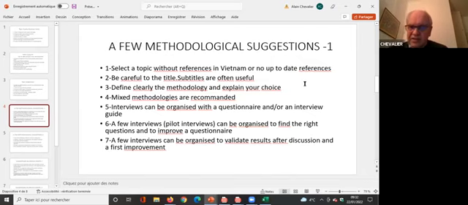Spend time on doing that, on the choice of methodology, on pilot studies, on questionnaires, on interview guides, data analysis, and validation. And validation. This is very often partly or entirely forgotten by students.